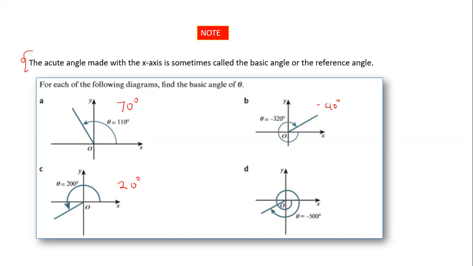Here we know already that we are moving in this direction, the clockwise. Then for part D, also we expect your answer to be 40 degrees. In case you have those answers, your answer is very okay. Yes, very good. Okay, now we continue.